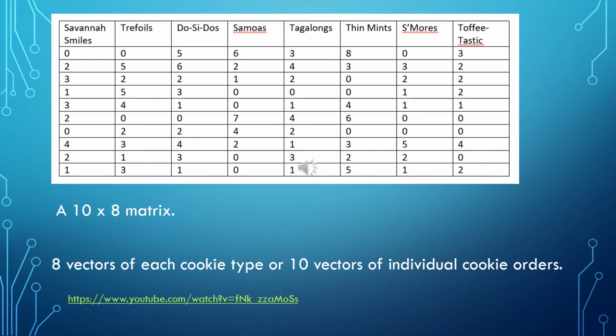Here is an example of a 10 by 8 matrix with an application involved. I could look at this as 10 rows in which each row is telling me a different cookie order of the 8 different kinds of Girl Scout cookies, or I could look at it as 8 columns in which each column is telling me how many of that type of cookie got ordered by 10 different customers. So once again, it could be viewed as 10 rows of vectors that are in R8, the 8th dimension, or I could look at it as 8 vectors in the 10th dimension.